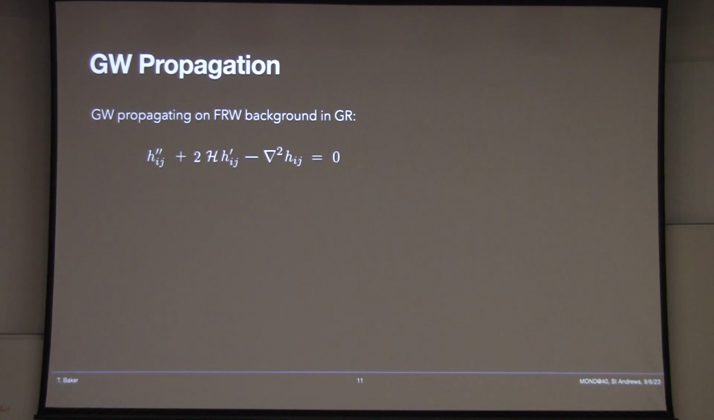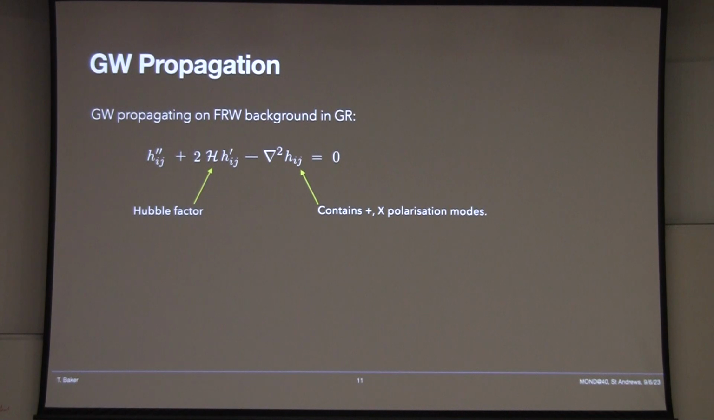Here we have an expression for a gravitational wave propagating on an FRW background in GR. Okay, so our gravitational wave, our spin-2 perturbation of the metric, Hij, we know packed into that in appropriate gauge choices are the plus and cross polarization modes. And it's a wave equation. It's got a second order time derivative. It's got a second order spatial derivative. But importantly, it's a damped wave equation. It has a friction term in there.